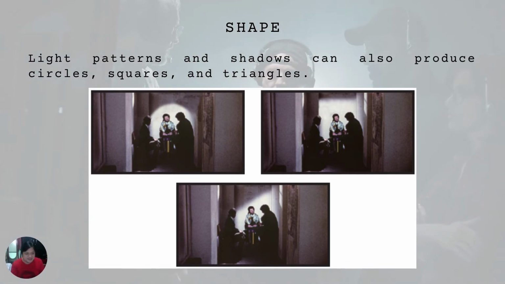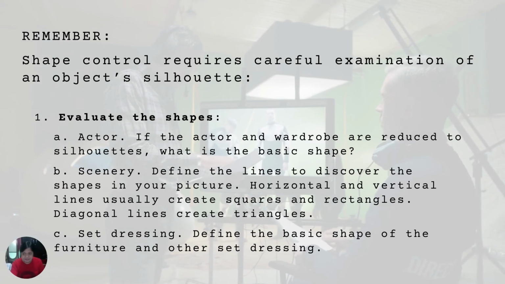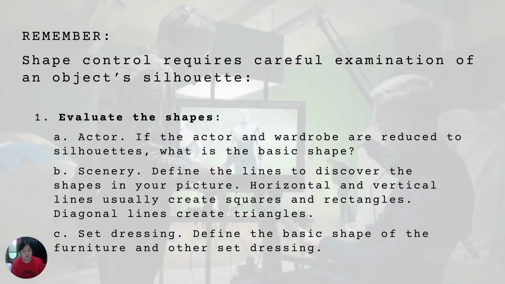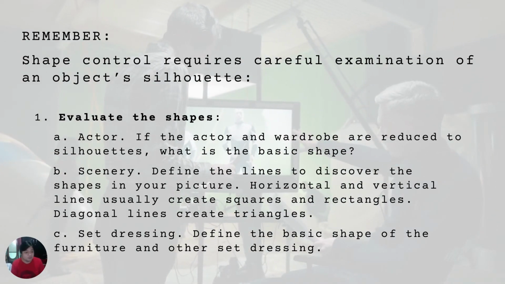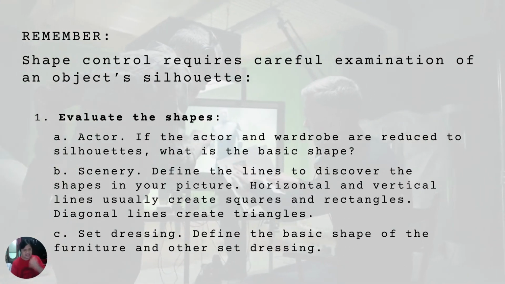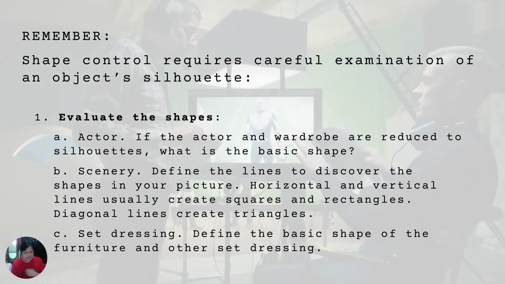Now, you can see, just by adjusting the shape and the lines of the lighting, you can communicate or embed a more interesting meaning to the images that are placed in front of your audience. Okay? Now, remember, shape control requires careful examination of an object silhouette. So, again, this has to be intentional. The shapes that you're going to put in your image has to be intentional.